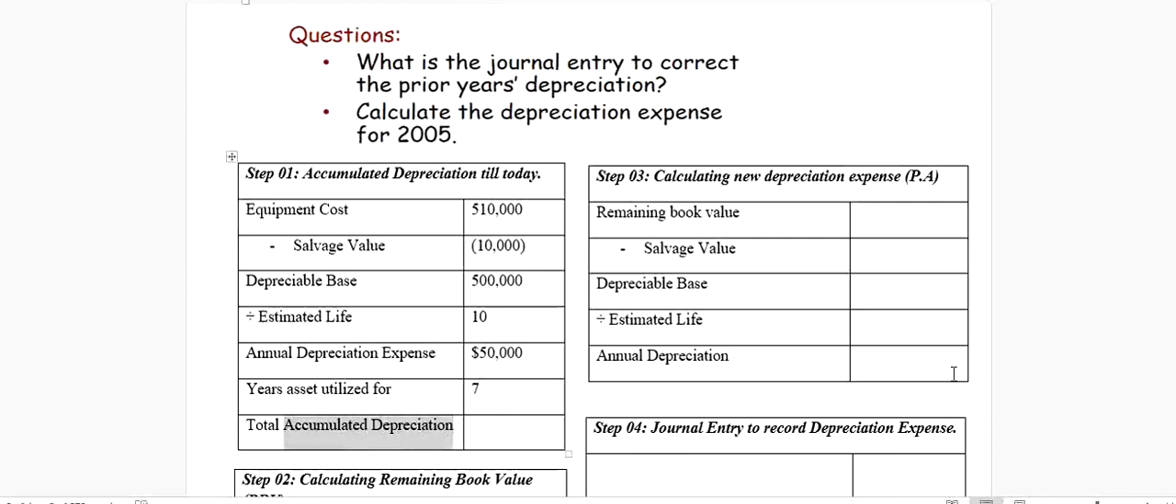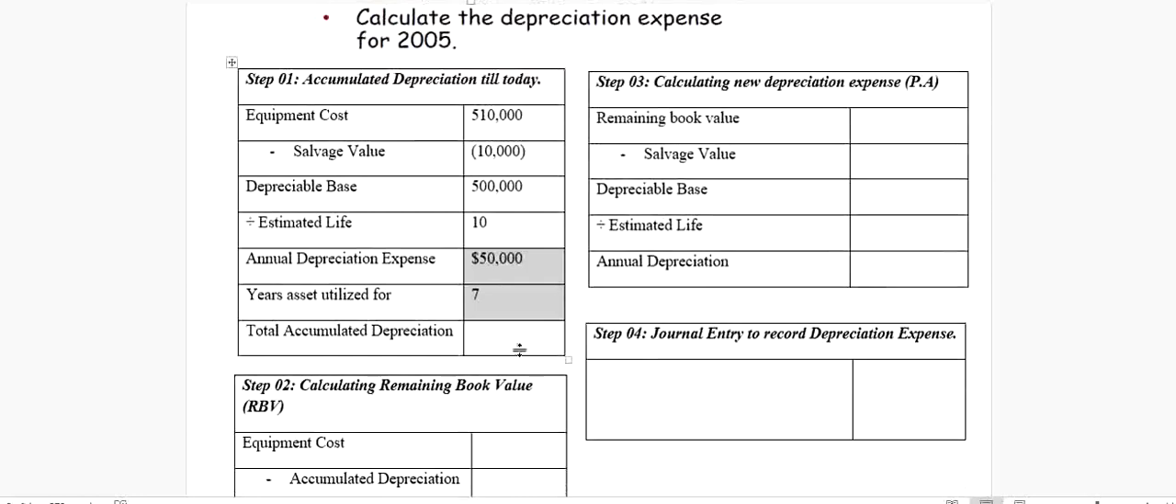Accumulated depreciation means the total amount of depreciation that has occurred till today. So how much total depreciation has been recorded in all these 7 years? Very simple. Quantity is 7 and the depreciation per year is $50,000. So let's multiply 50,000 by 7. We would get a value of $350,000.